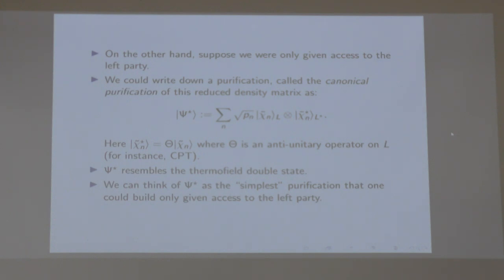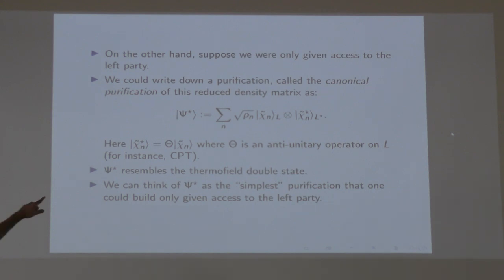Now, if I only gave you access to one side of the state, let's say the left party, in other words, the reduced density matrix of the state on the left, then you could write down a purification. In fact, a canonical purification, canonical in the sense that it's uniquely picked out. Well, there are many purifications, of course, but this one is canonical in a certain sense.